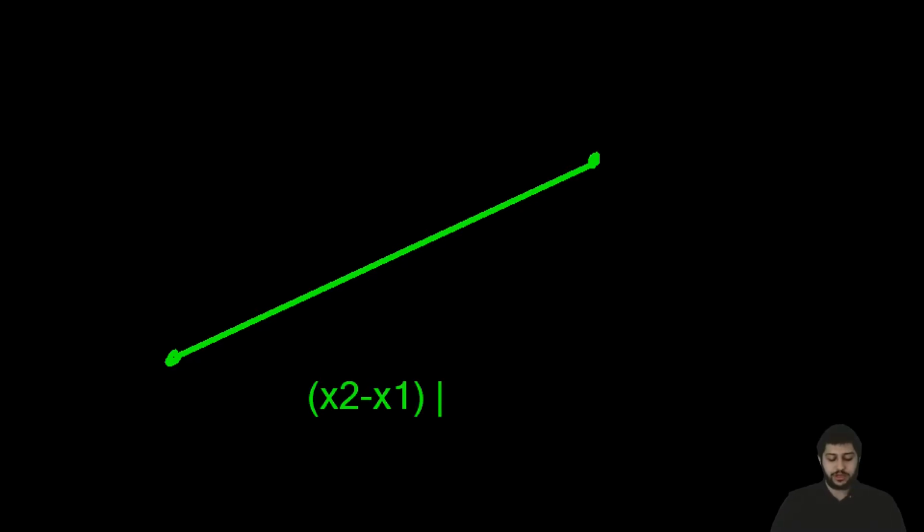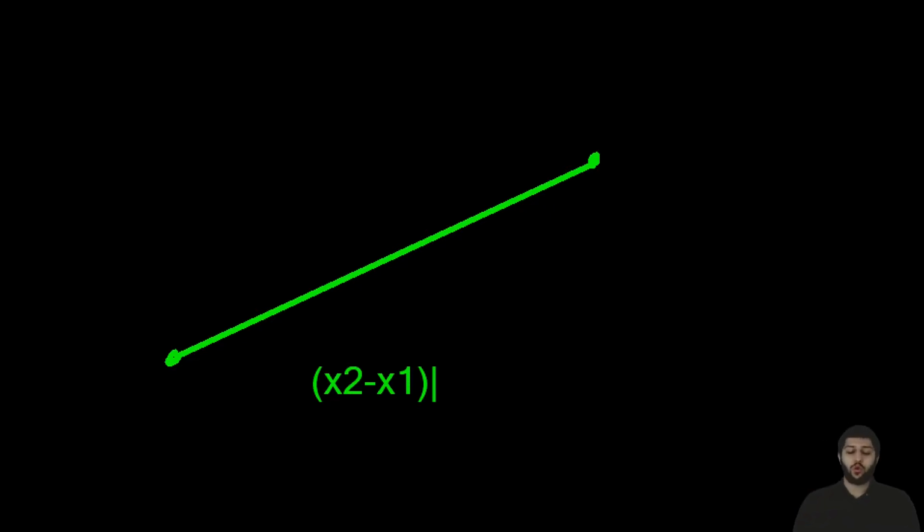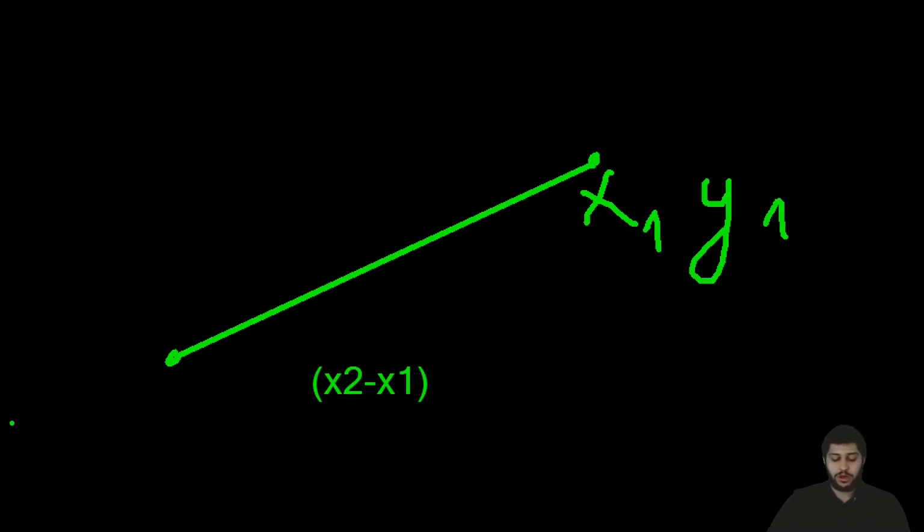Say x2 minus x1. We add to it the difference between the y coordinates. We square them both, so both of them have to be squared. So we have x2 minus x1, which is the difference in x coordinates of the 2 points. Each point has x1, y1, and this one is x2, y2. And we have (x2 minus x1) squared, and squared is just because we don't want negative numbers.